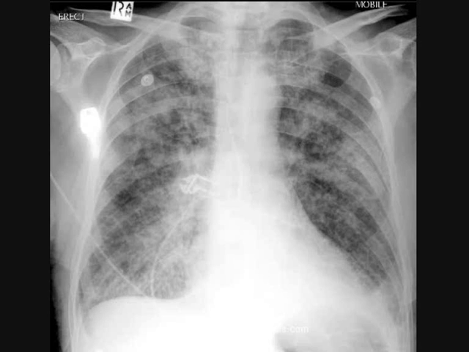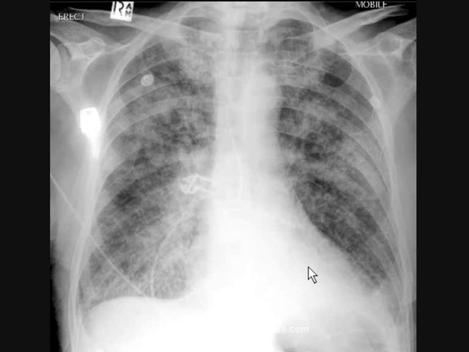There is a generalized haze in both lungs with hardly any normal tissue visible. There is a very poor definition of blood vessels. Even the larger vessels in the hila are not visible bilaterally.